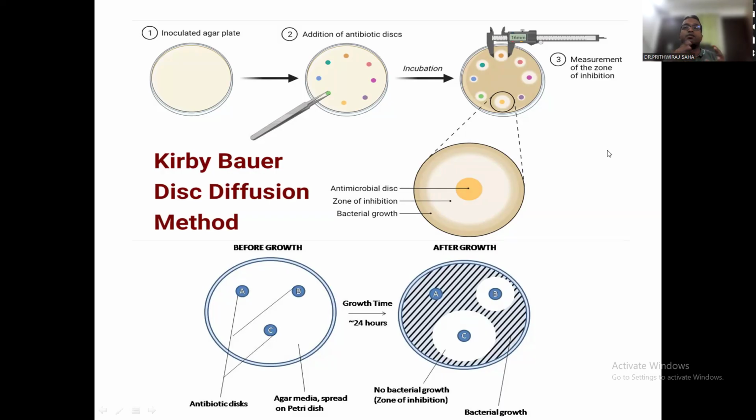In MIC, the higher the MIC, it becomes resistant, but in case of an antibiotic disc, the more is the clearance or the more is the diameter of clearance, the more is the susceptibility. The less is the clearance, the more is the resistant bug. So we can see that around this B, though the antibiotics are different, there is a less zone of clearance, and there is a big zone of clearance or zone of inhibition, what we say, because the bacterial growth is inhibited in this area.